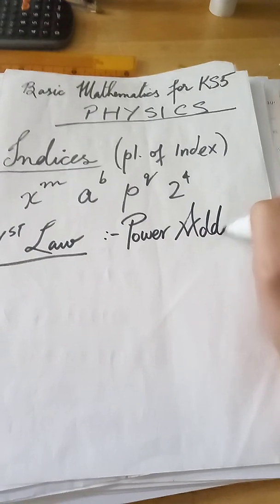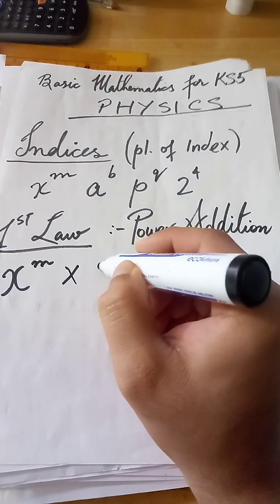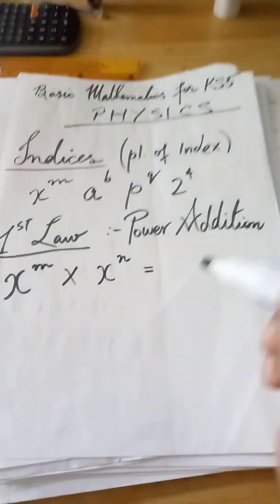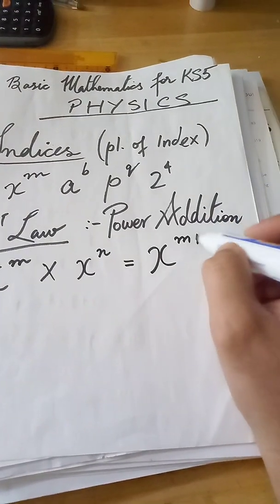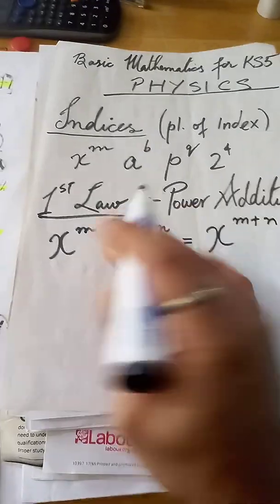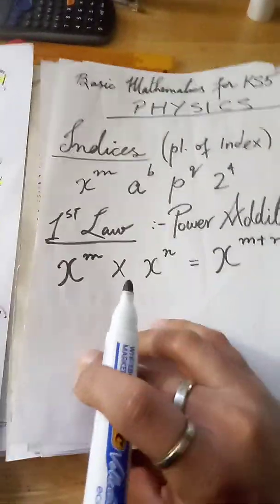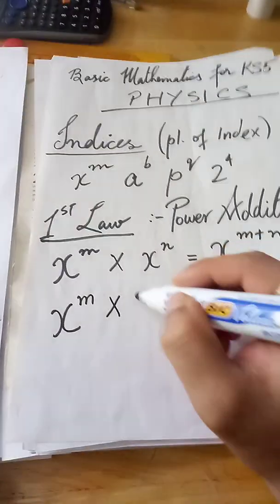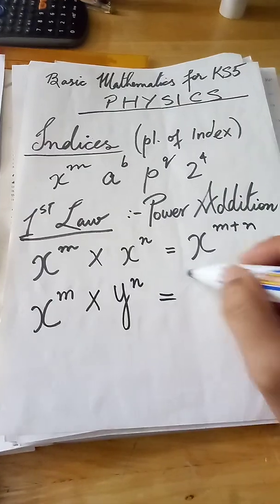So the first law is power addition. If we've got x to the power m multiplying with x to the power n, it would become x to the power m plus n. Now, please note, if it's x to the power m times y to the power n, it wouldn't mix.